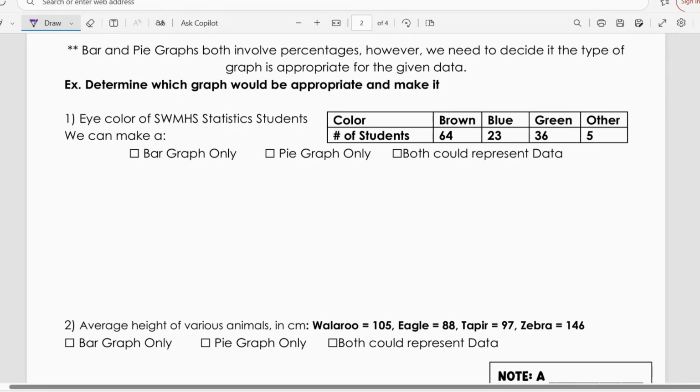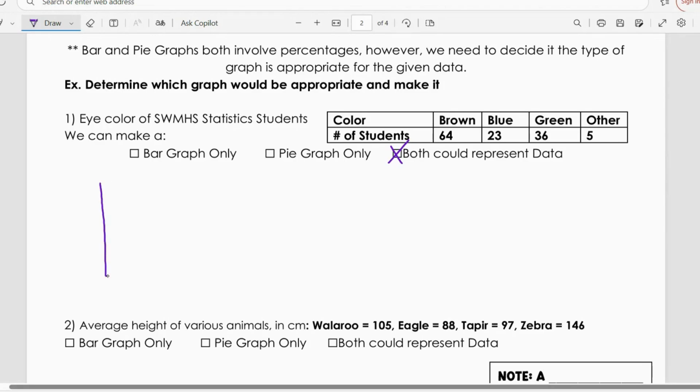So in this next section, we're going to try to figure out what type of graph could be used to represent the data. And this is the eye color of high school stats students. Now, you can make a bar graph and a pie graph for this. I'm going to go ahead and do those, and then we can talk about it.